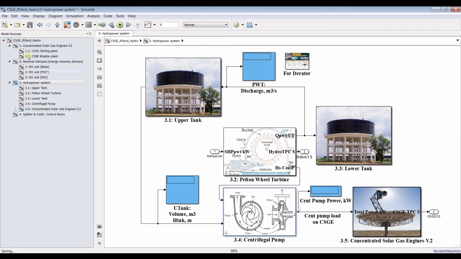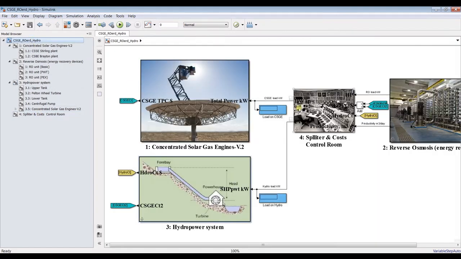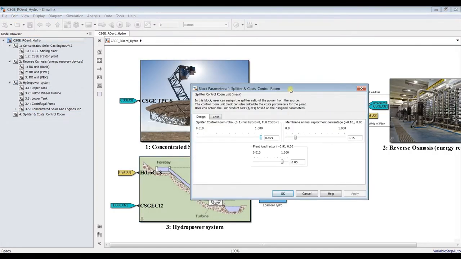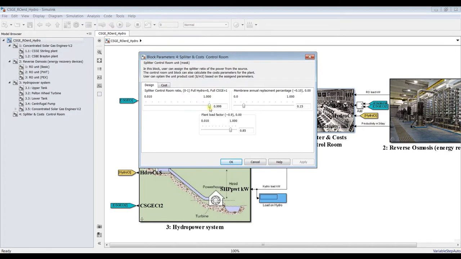Let's go for the splitter unit, the control unit. You assign the output between 1 and 0. For 1, this is fully solar operating conditions, and for 0, it's fully hydropower system. Let's go for 0.3 as the ratio of load.